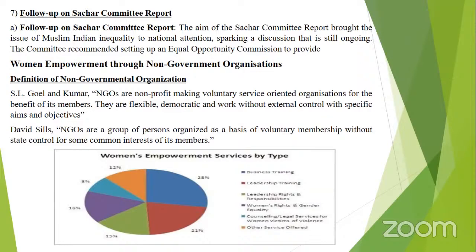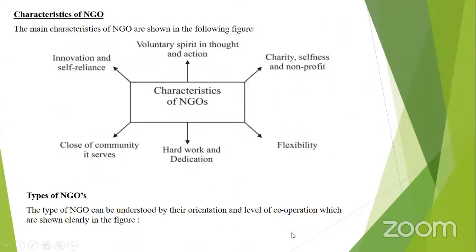Here is the pie chart which describes women empowerment through different services by type, like business training, leadership, rights and responsibilities, women's rights and gender equality, counseling, legal services, women victims of violence, and other services offered. Now let's talk about the characteristics of NGOs.